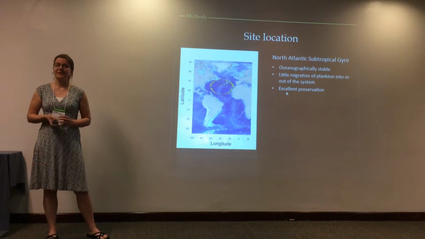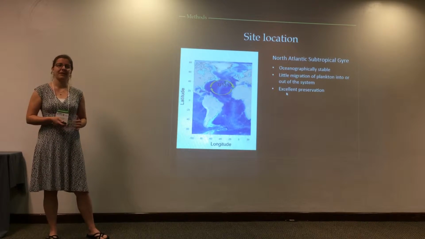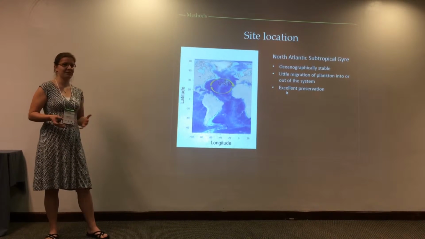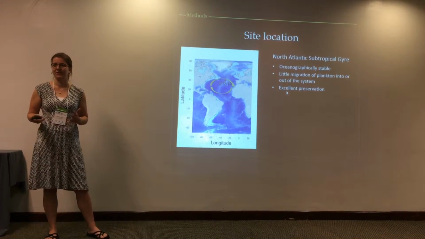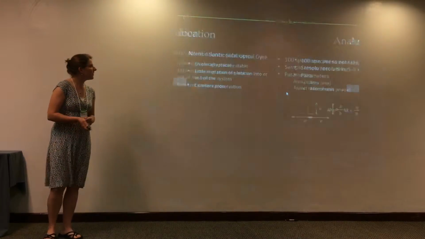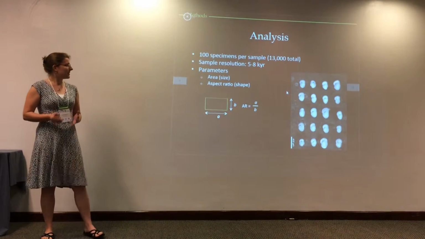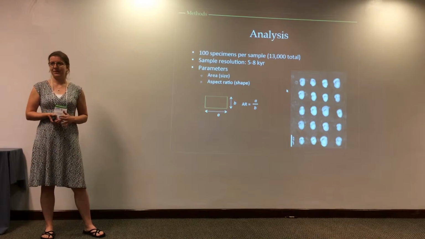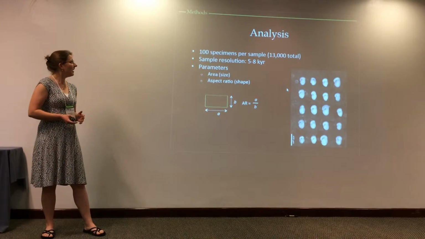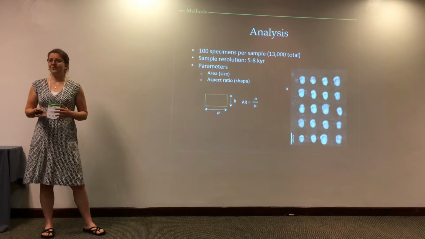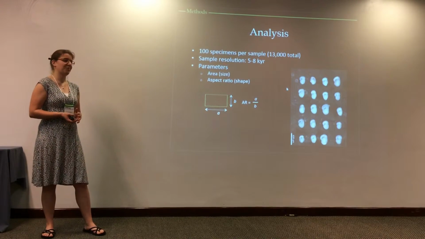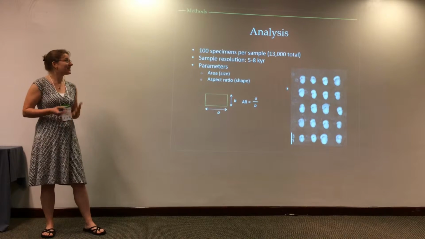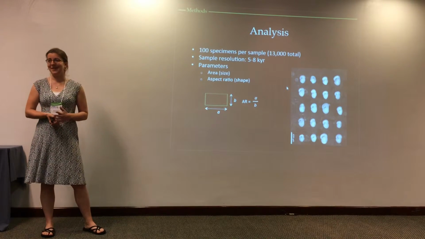And also the material at this site is very well preserved, so any changes in morphology are most likely due to real biological processes and not to dissolution of fossils. So to capture as much variation in the species as possible, I measured about 100 individuals per sample per species over an interval of 500,000 years with a time resolution of about 5 to 8,000 years. So this resulted in a total of 13,000 individuals.